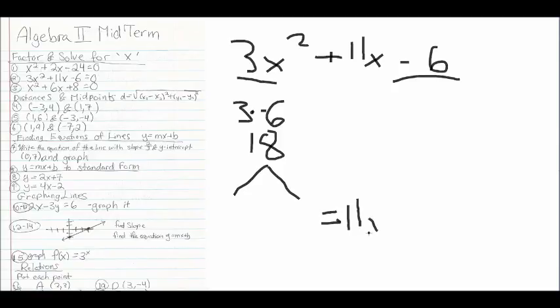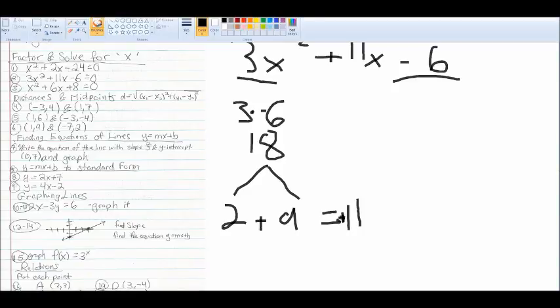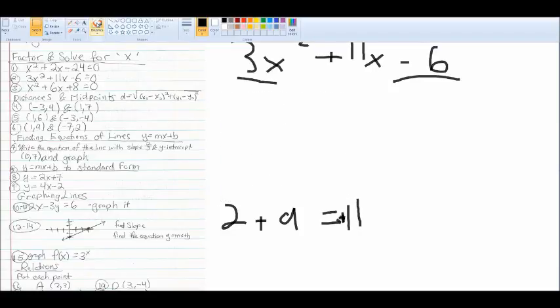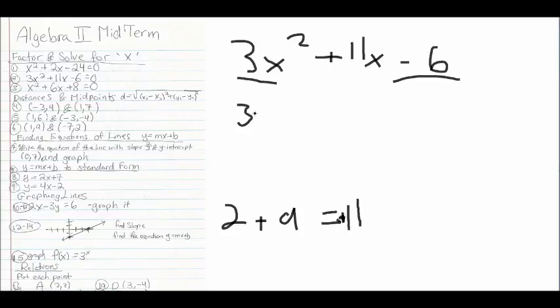Now we look to see what factors of 18 will give us a positive 11. So I'll write positive 11 there. I know you can't really see that, but plus 11. All right, well, there we go. 2 and 9. 2 times 9 is 18, and 2 plus 9 is 11. So the factors are 2 and 9. Keep that in mind, 2 and 9. Let me just erase what's up here and proceed.